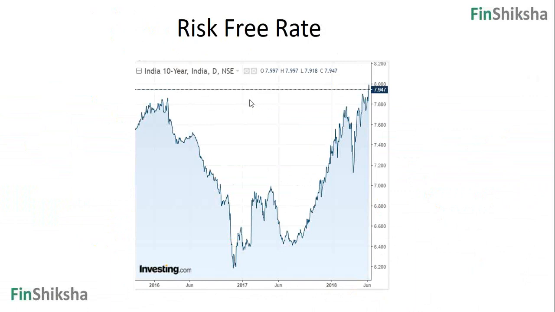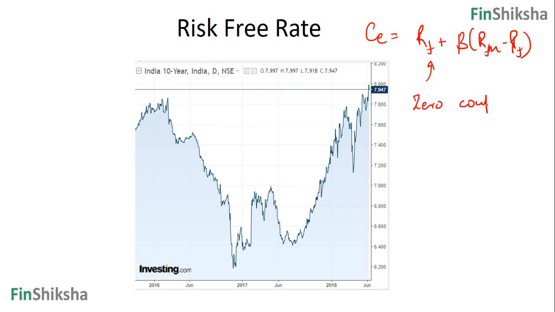Now, let's calculate the cost of equity for these guys. And that's going to be risk-free rate plus beta into RM minus RF, right? So I need to calculate what is the risk-free rate. Risk-free rate, theoretically speaking, is zero coupon bond yield. You can find this out as well. That's available. There's a place where you can find it. But for simplicity's sake, I'm going to assume 10-year bond yield, right?